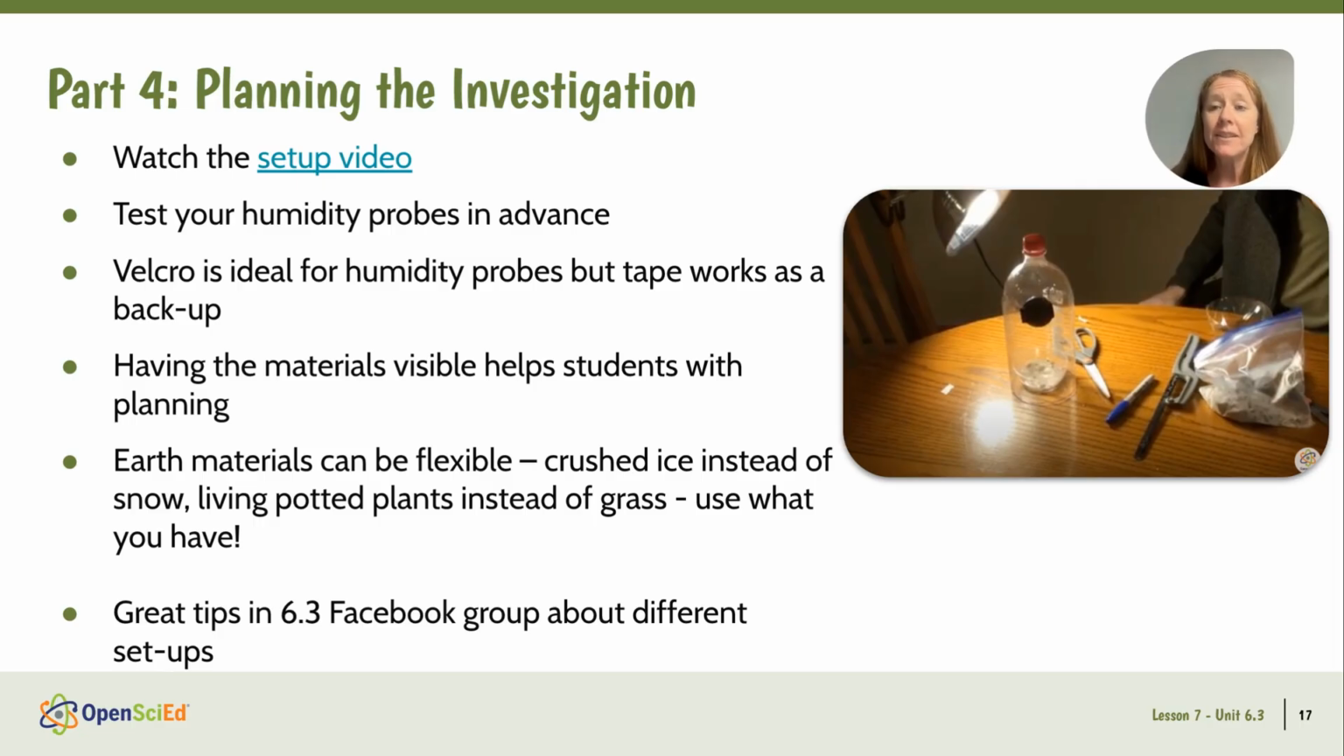If it's snowing outside and you have snow, great, but if not, crushed ice works. The 6.3 Facebook group also has a lot of great tips around this investigation.